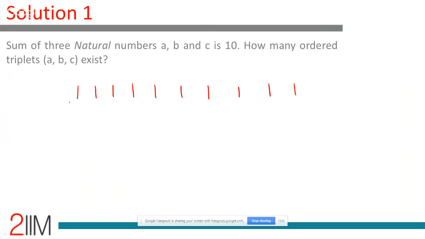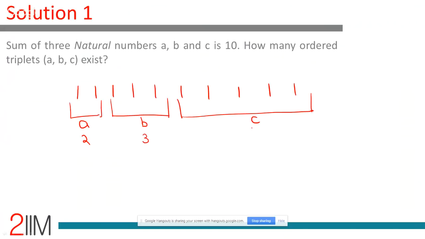I'll allot this into one box, this into the second box, and these into the third box. This first box I'm going to call A. Second box I'm going to call B. Third box I'm going to call C. Box A, box B, box C. Box A has two sticks in it. Box B has three sticks in it. Box C has five sticks in it. 2 + 3 + 5 = 10. Wonderful. So now we've rejigged this question.